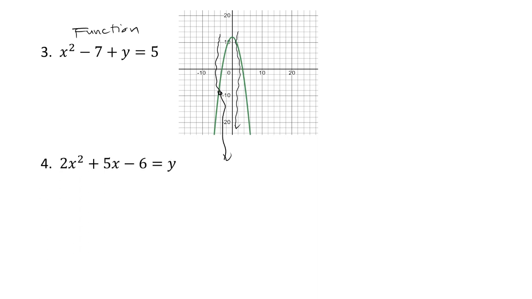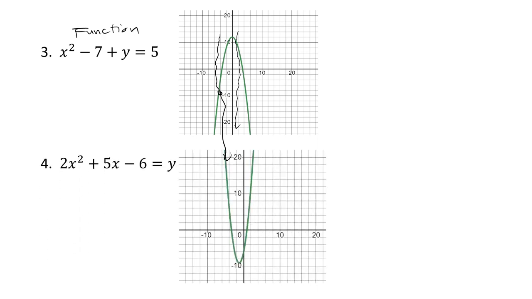Number 4, again, the graph is also a parabola. We're going to graph again and test this one using the vertical line test. So there you go, we have only one point of intersection. So this is a function. It's very easy, right? You just test the graph using the vertical line test, and you can already determine whether that is a function or not a function.